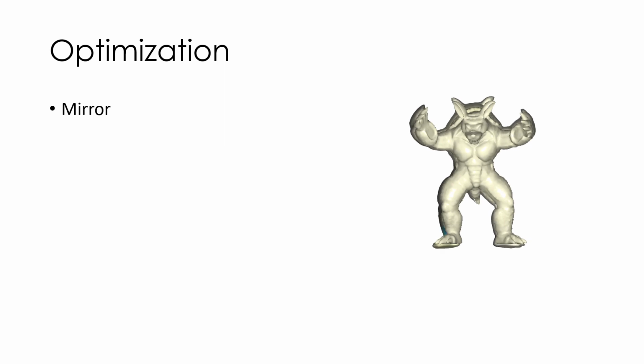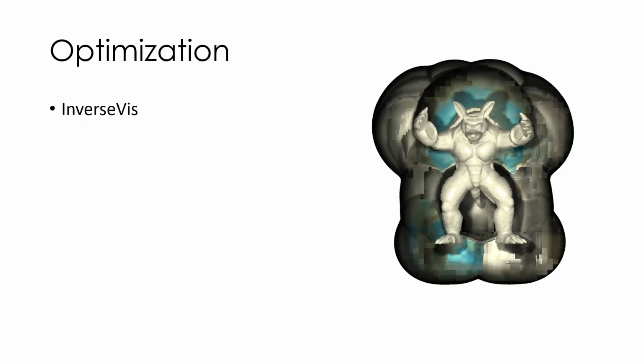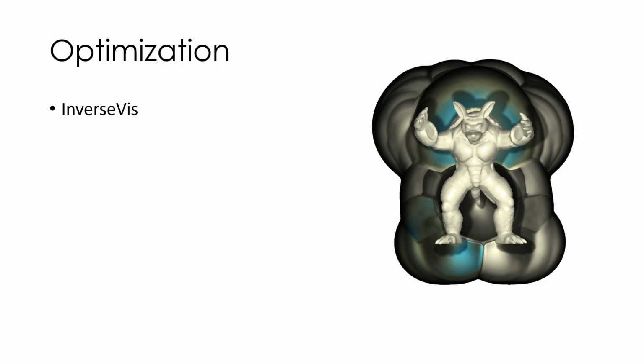Here we see the optimization of the mirror. At the end, we recognize a hot spot on the leg of the object at the bottom left of the video. The same again with InverseVis. This time we also recognize a hot spot that must be on the back.